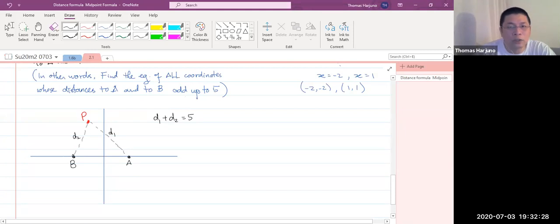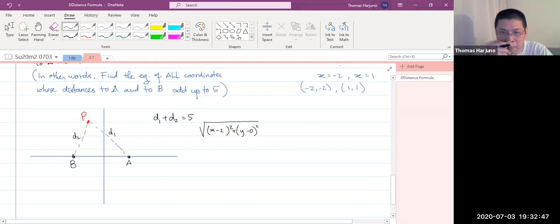Now what is distance 1 first? Distance 1 is the distance from coordinate P to A, plus the distance from coordinate P to B. And that has to be 5.